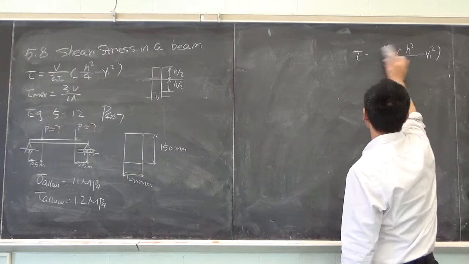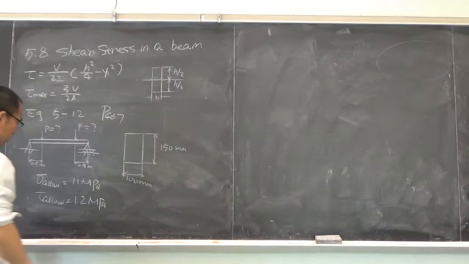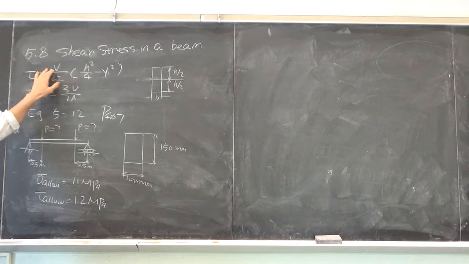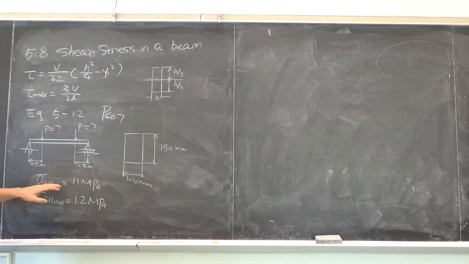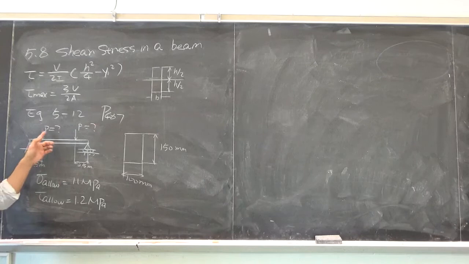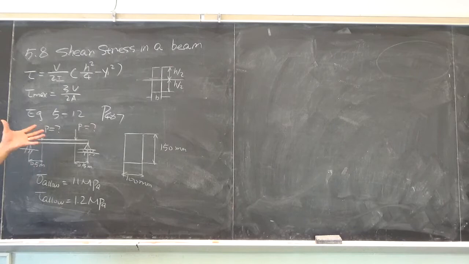So how to analyze this problem, how to solve this problem? Okay, so we know the allowable normal stress and the allowable shear stress, right? Based on this equation, if we know the shear stress, we can figure out the maximum shear force. Based on the allowable normal stress, we can figure out the maximum bending moment. The maximum shear force is related to the applied load, and the maximum bending moment is related to the applied load as well. So based on that concept, we can figure out the load range, right?